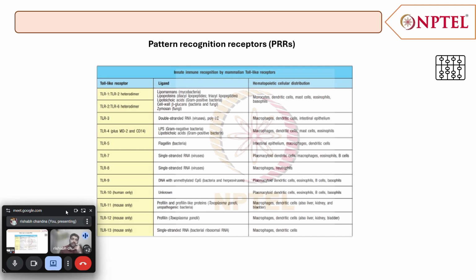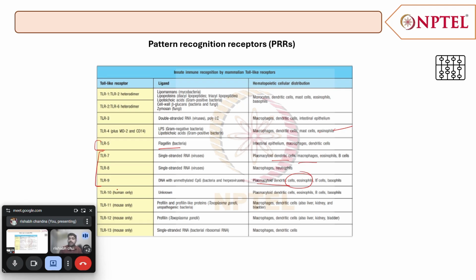Similarly, TLR3 recognizes double-stranded RNA and poly I:C. These are present in macrophages, dendritic cells, and the intestinal epithelium. TLR4 recognizes LPS and lipoteichoic acid from gram-negative bacteria, and is present in macrophages, dendritic cells, and eosinophils. Likewise, TLR5 recognizes flagellin, and TLR7, 8, and 9 recognize nucleic acids and are majorly present in dendritic cells, macrophages, plasmacytoid dendritic cells, and eosinophils.